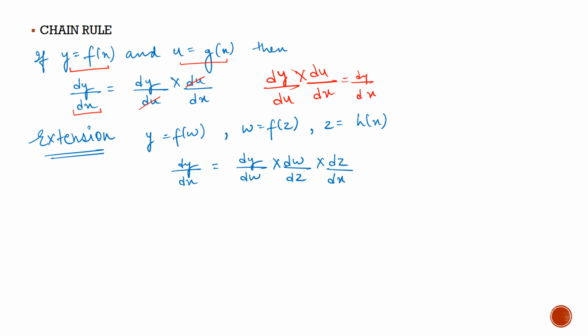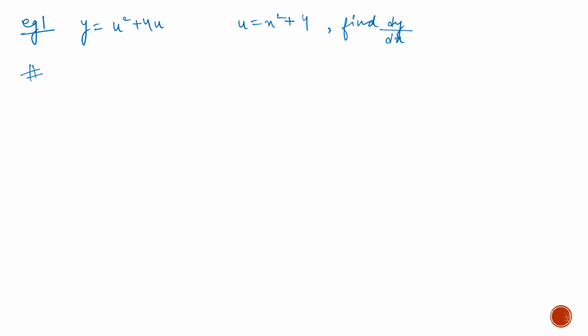Looking at the extended form, if y is a function of w, w is a function of z, and z is again a function of x. So here at last what we have to find is dy by dx. So dy by dw, this one with respect to w, with respect to z, with respect to x, and at last we'll be getting dy by dx. We'll have a better understanding by considering a question.